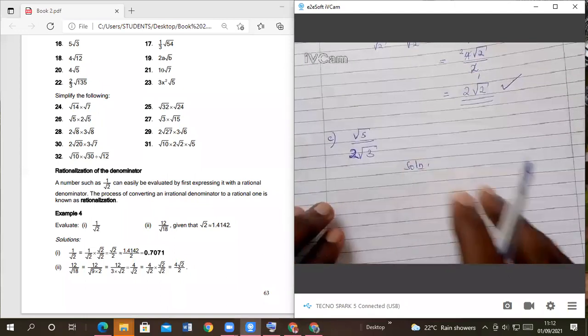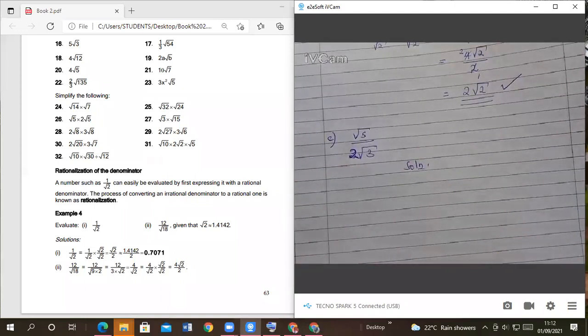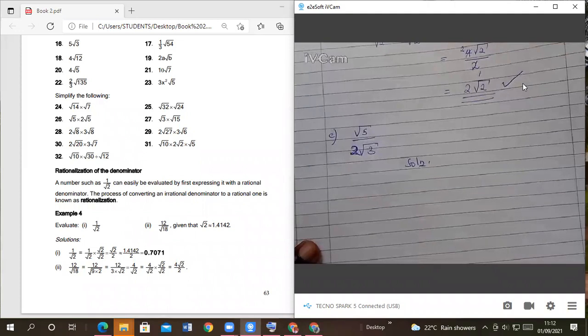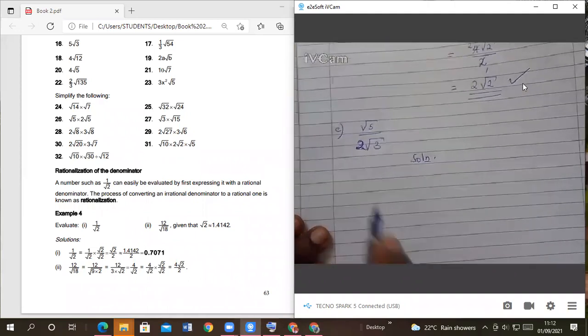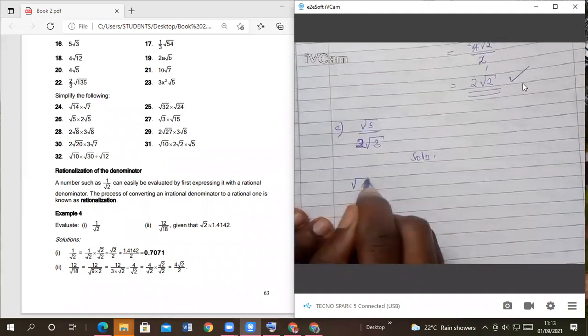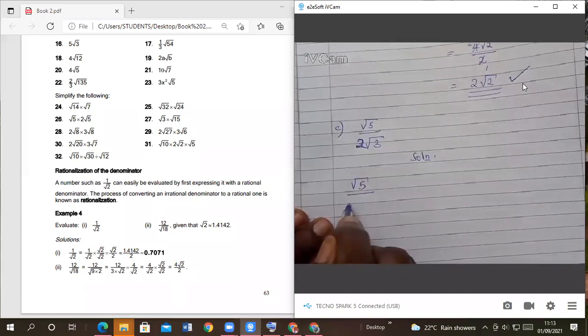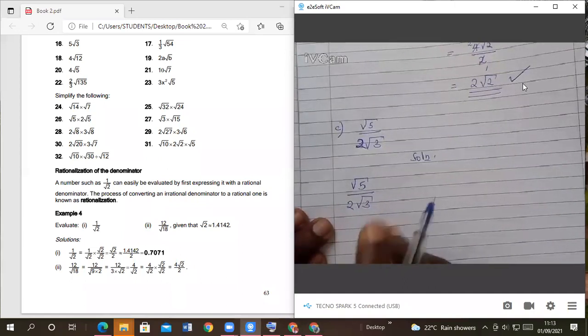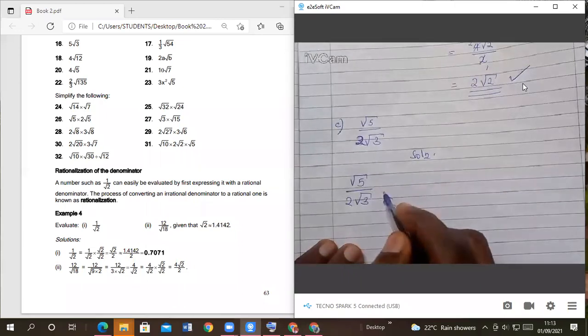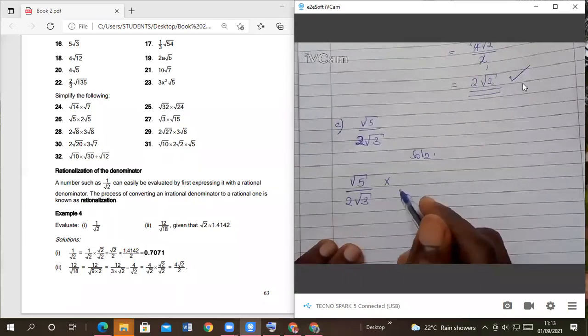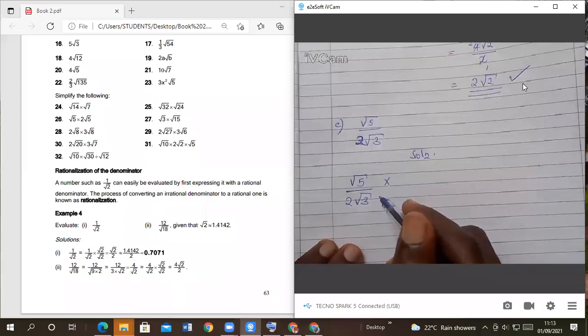Okay, let me try. Yes, please. It's Letitia. Okay, Letitia, you say square root of 5 out of 2 square root of 3, times 2 square root of 3.